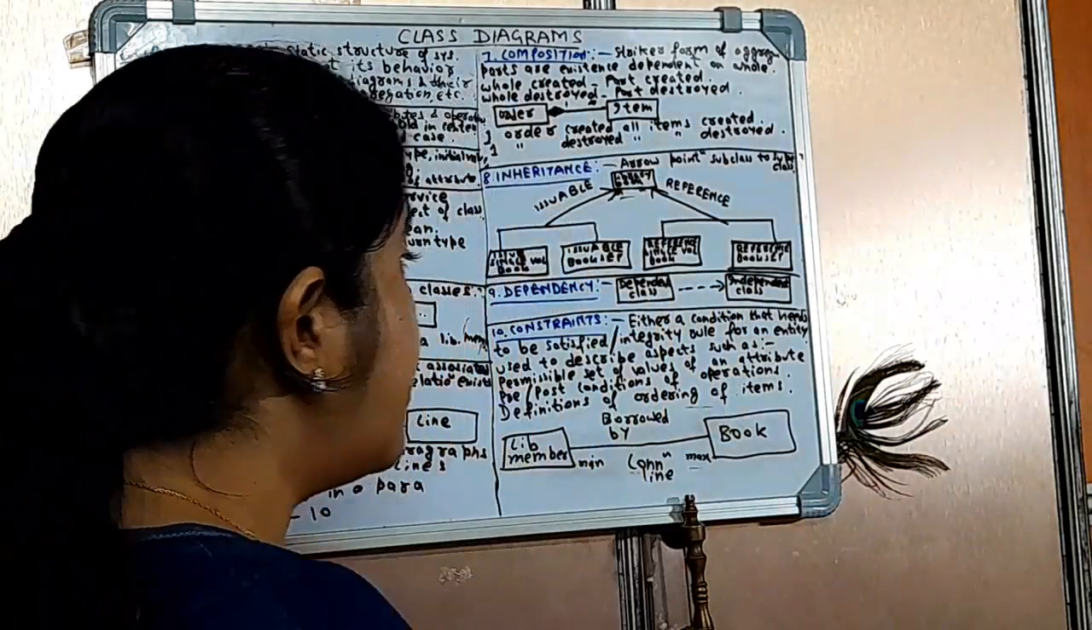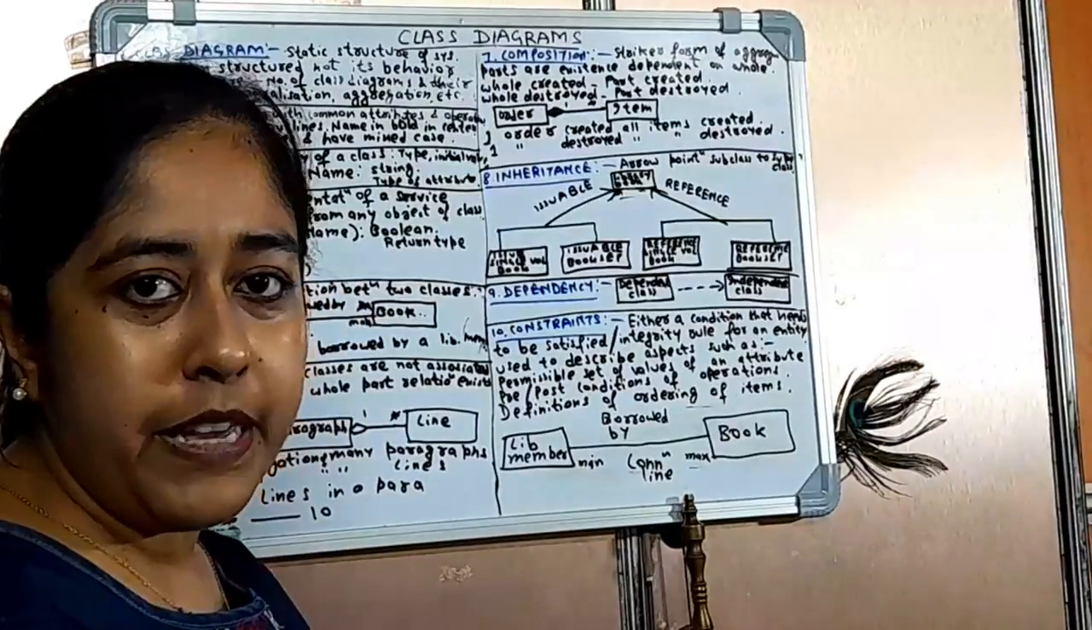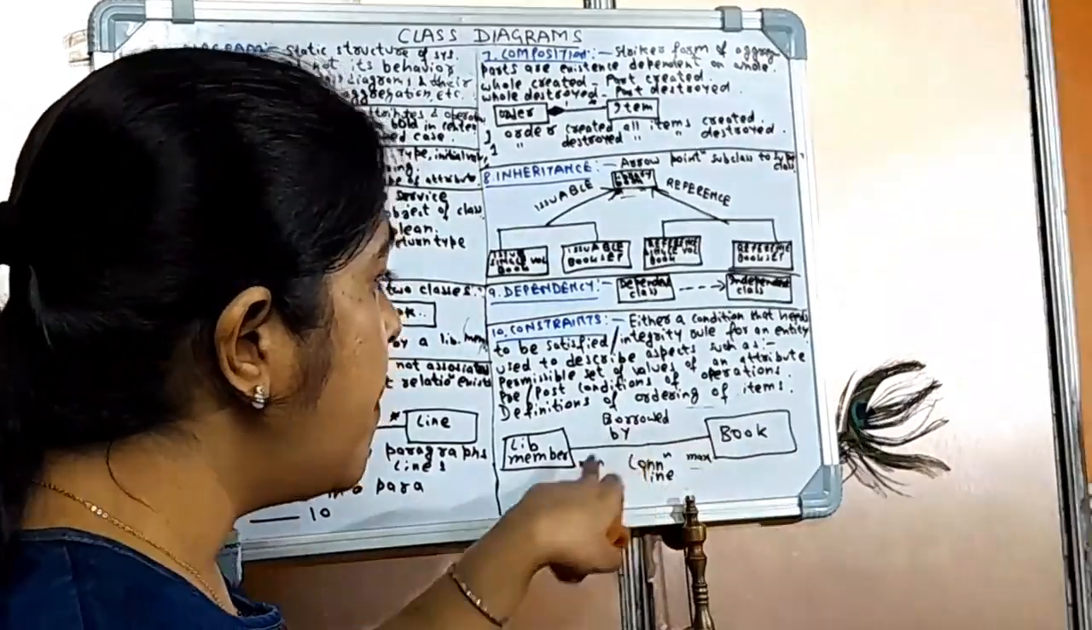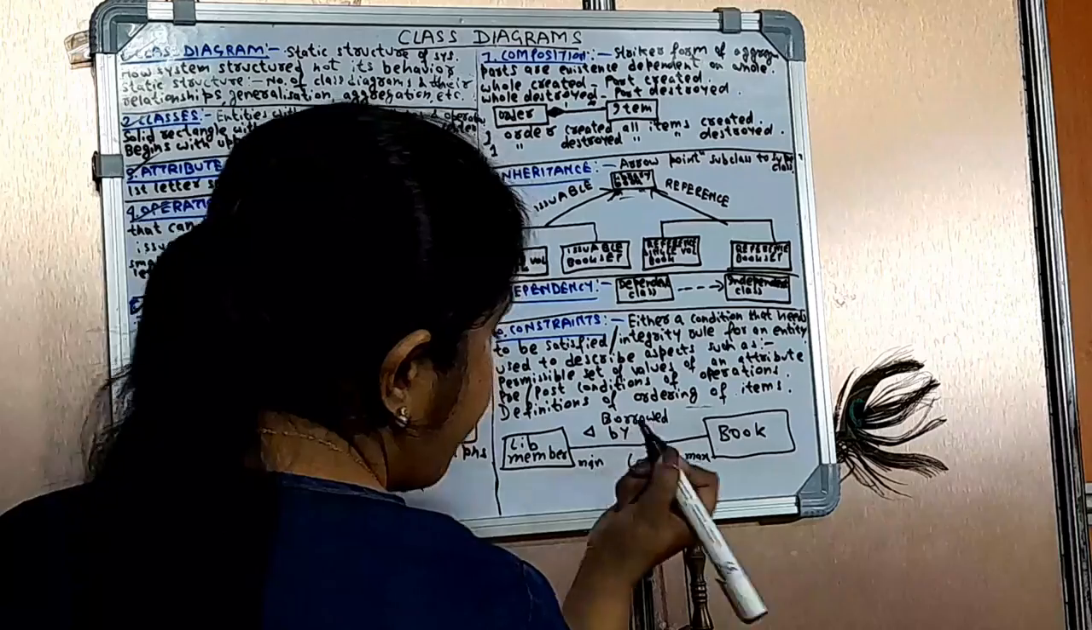So here, a book will be borrowed by the library member. A library member cannot be borrowed by a book. A book will be borrowed by a library member. So what kind of arrow am I going to use? The arrowhead will be like this.